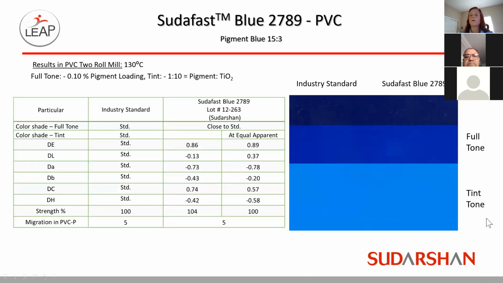Here is just one example of our Pigment Blue 15:3. Here we're comparing it to an industry standard where we take a look at obviously the full tone and the tint tone, and then we also assess it at equal strength as well. And then any additional information that might be required for that particular evaluation. In this particular case, it's the migration for this particular pigment.